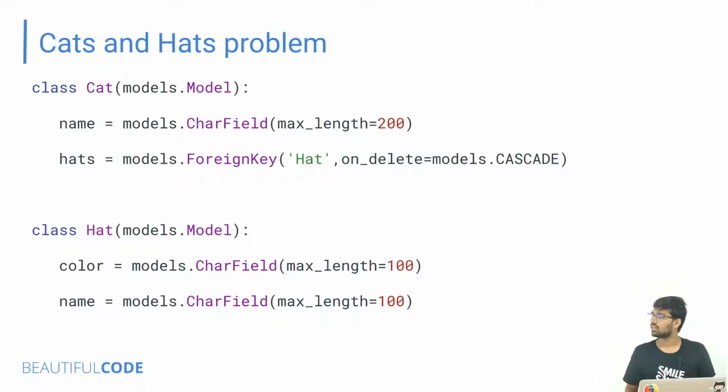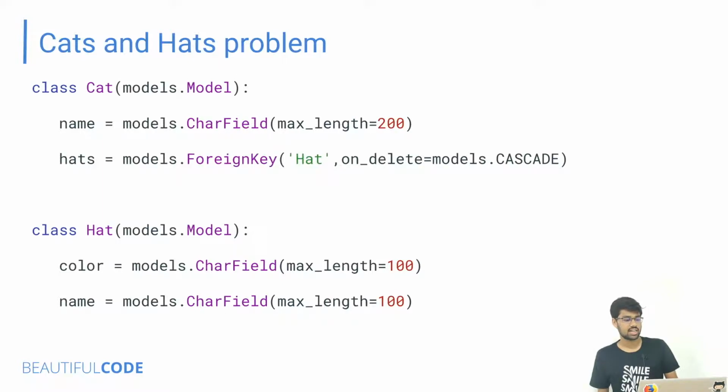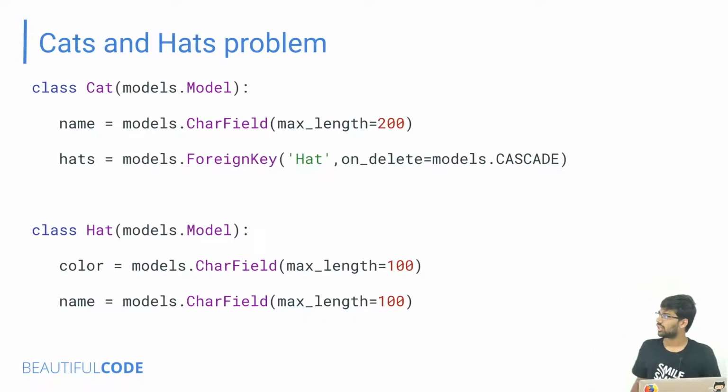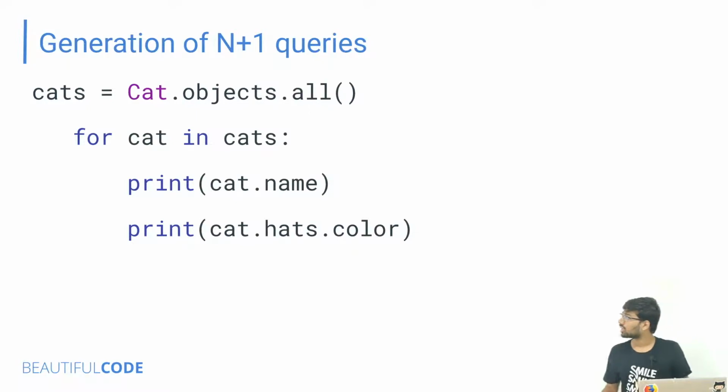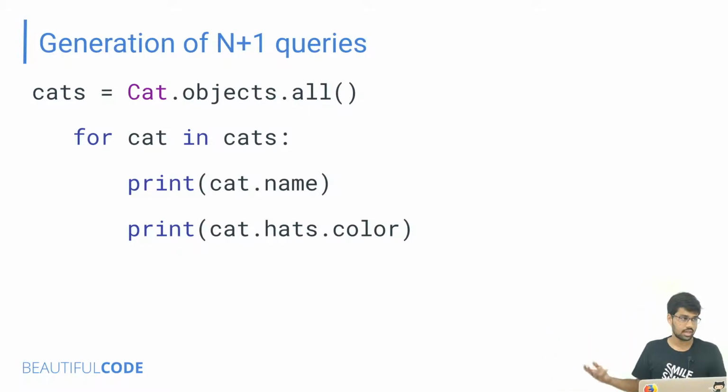So let's understand the n+1 query problem in detail with an example, the cats and hats problem. Say there are two models, the cat model and the hat model, and each cat wears a hat. So hat is the foreign key in the cat model. Our problem is to print the name of the cat and also the color of the hat that the cat is wearing. Basically we'll get all the cats, and then we'll print just cat.name and cat.hat.color.